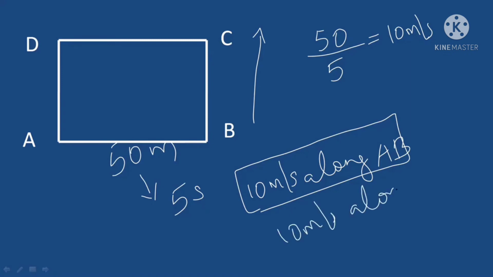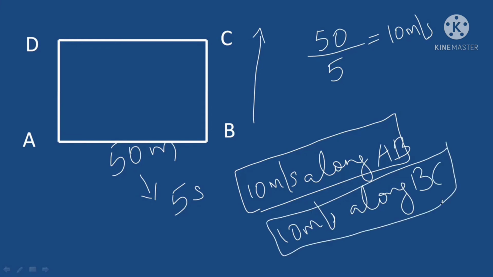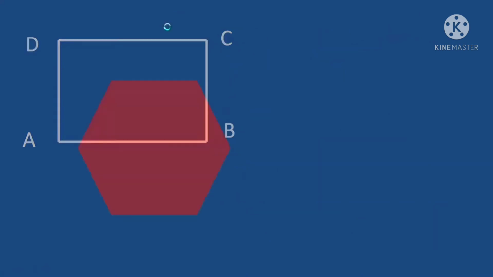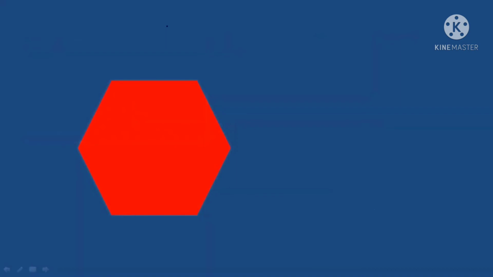Similarly, from B to C, 50 meters, time taken is also 5 seconds. What happens then? Velocity is 10 meters per second along BC. Okay, it is the velocity from B to C. Similarly from C to D, D to A, everywhere the speed is the same. But look here, when I am traveling from A to B, then from B to C, the direction is being changed. That means velocity is changing, not in magnitude, only the direction is being changed.